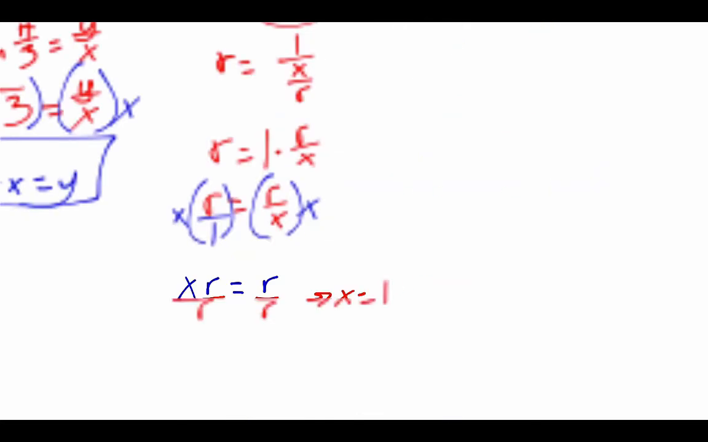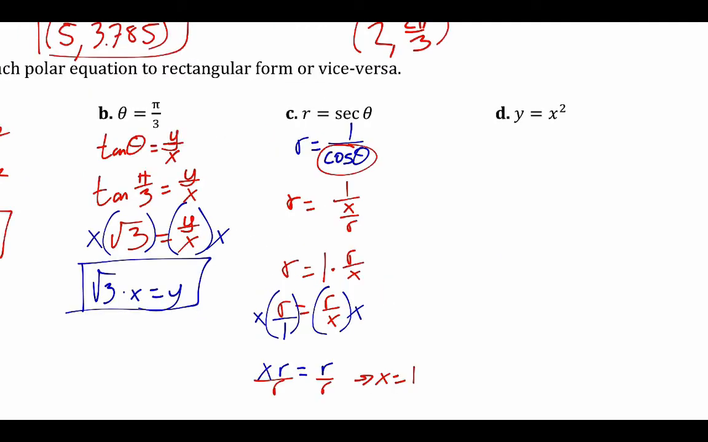Last one, y equals x squared. Let's plug in what we know. This one we're given a rectangular equation, and we've got to convert it into polar. y we know is r times the sine of some angle theta, and x is r times the cosine of some angle theta. Now the challenge here is we're not dealing with y equals x, we're dealing with y equals x squared. So we've got to square that whole side.